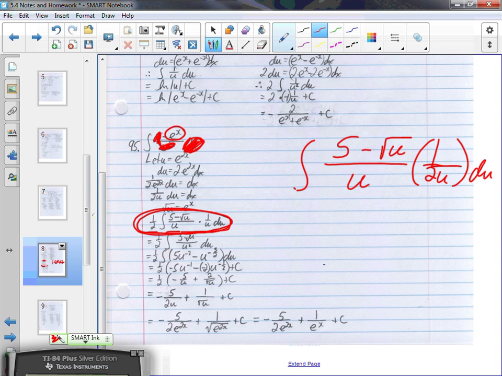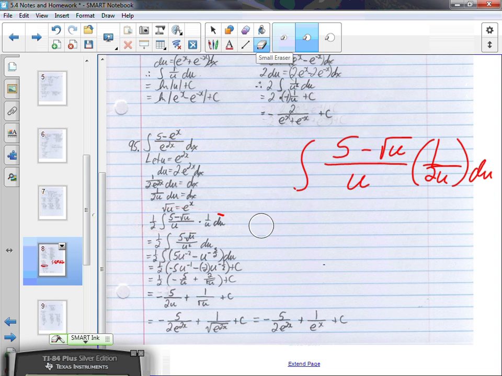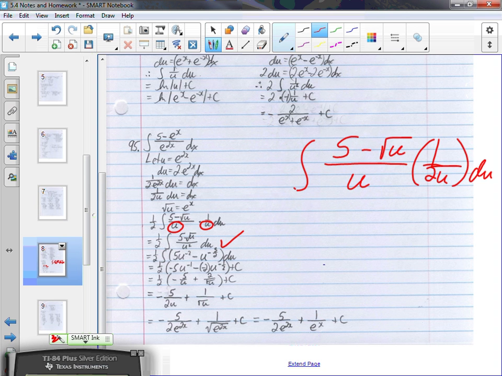Okay? Now, I've got a u in the denominator times a u in the denominator, so I can call that u squared for my denominator. And at this point, I'll do the division. So 5 divided by u squared is 5u to the negative 2. Negative, then the square root of u divided by u squared is u to the negative 3/2. And I think you can probably follow me from there.